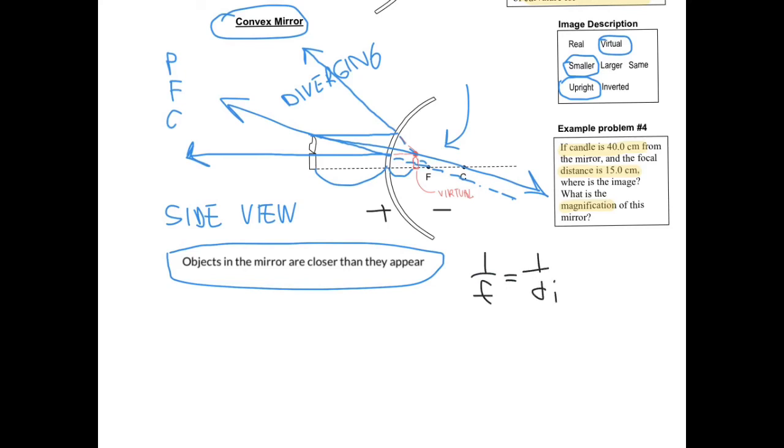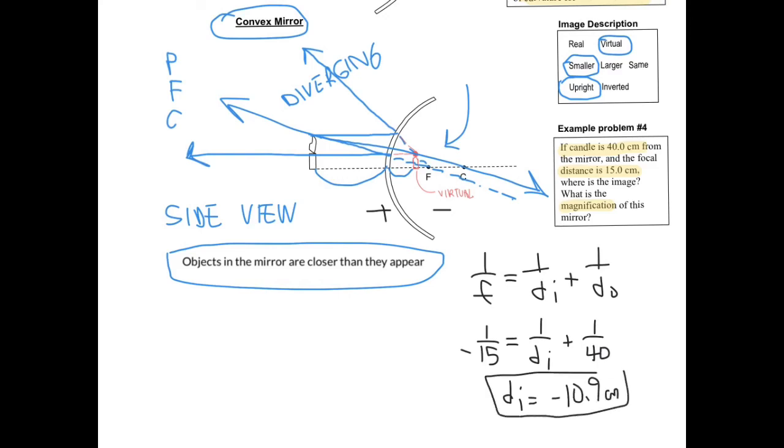1 over F equals 1 over di plus 1 over do. We're given the focal distance is 15, but we're going to have to put it into the formula as a negative 15 because it is behind the mirror on a convex mirror. So we put that in as a negative 15. We have 1 over di, and then 1 over do, or the object distance, would be 1 over 40. So we just solve this for d sub i, and don't forget to do the inverse at the end. But you come up with an image distance of negative 10.9 centimeters.